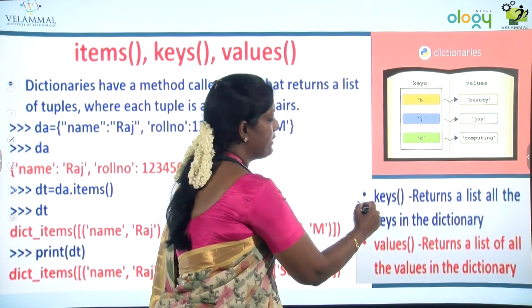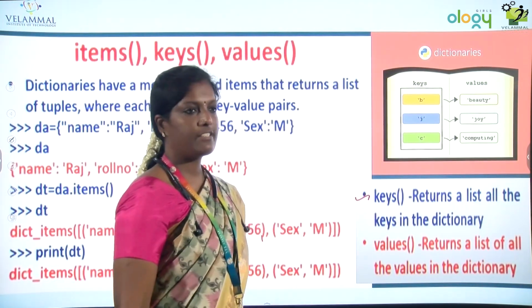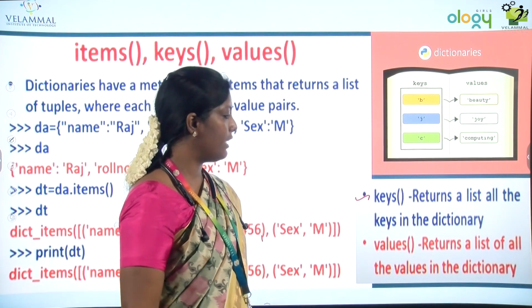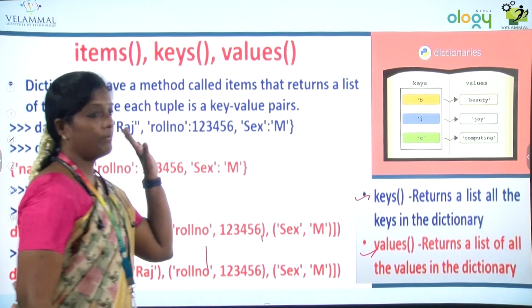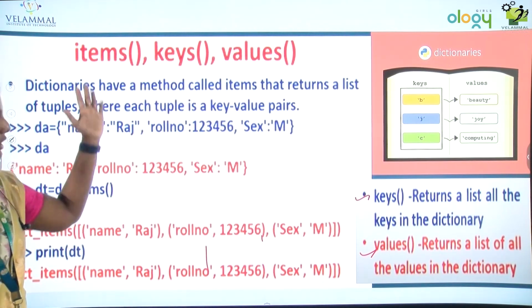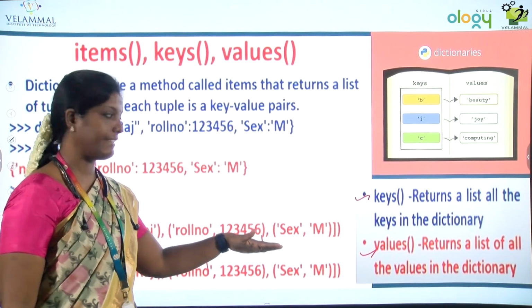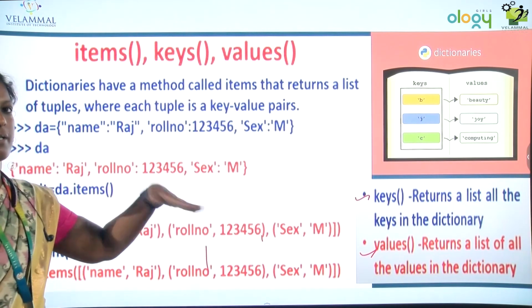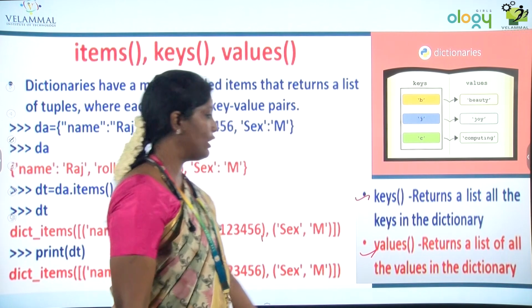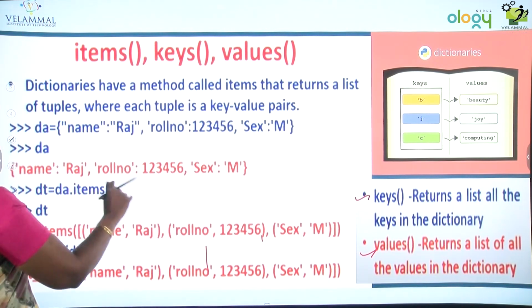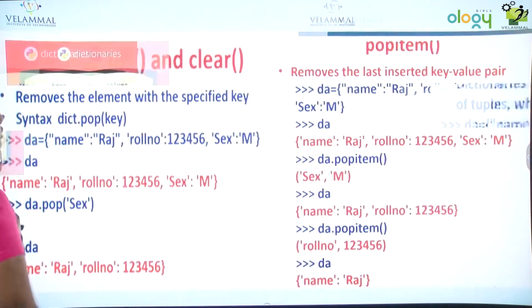So keys returns the list of elements that are present in the dictionary, and values displays all the values. More than that, items is a little difficult to explain, so I've given you the example. Keys display all the elements in the dictionary, and the corresponding values can also be viewed using values, right? We'll go on to the next slide.